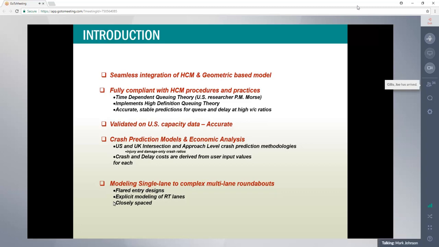It's fully compliant with HCM procedures and practices. This is something that is important to note. We'll look at it a little bit more here. Rodel implements time-dependent queuing theory, which is the same thing as the HCM procedures that was developed by a US researcher some decades ago. One feature of Rodel in its geometric model, it implements something called high-definition queuing theory, which gives you accurate and stable predictions for queue and delay at high volume to capacity ratios, VC ratios. And that's something that is a separator for Rodel's geometric model.